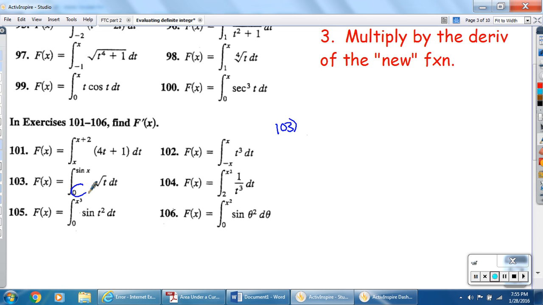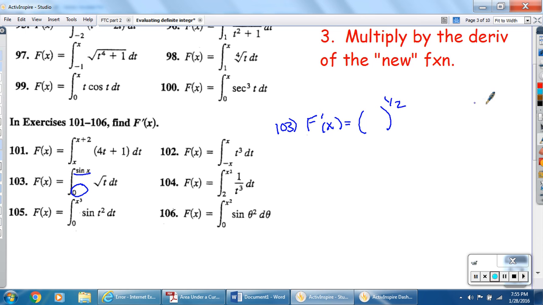Number 103, our lower bound is 0, and our upper bound is the function sine x. To find the derivative of a definite integral, step number 1 is to take out the t, so f prime of x, take out the t. I'm going to write this as a power of 1/2.